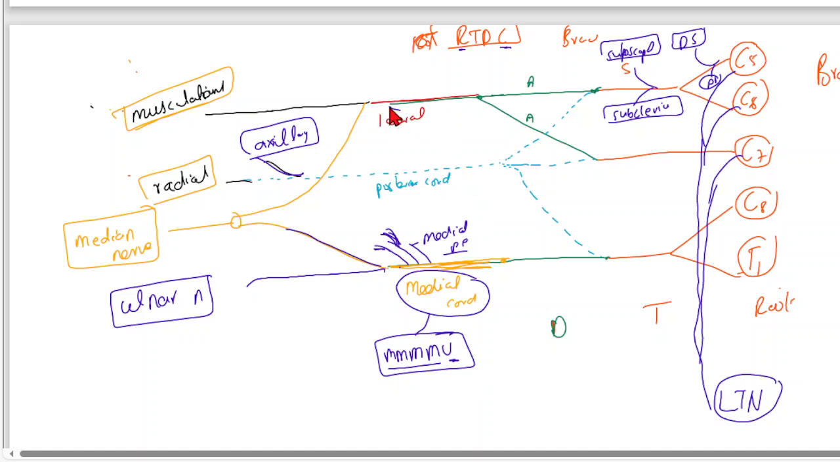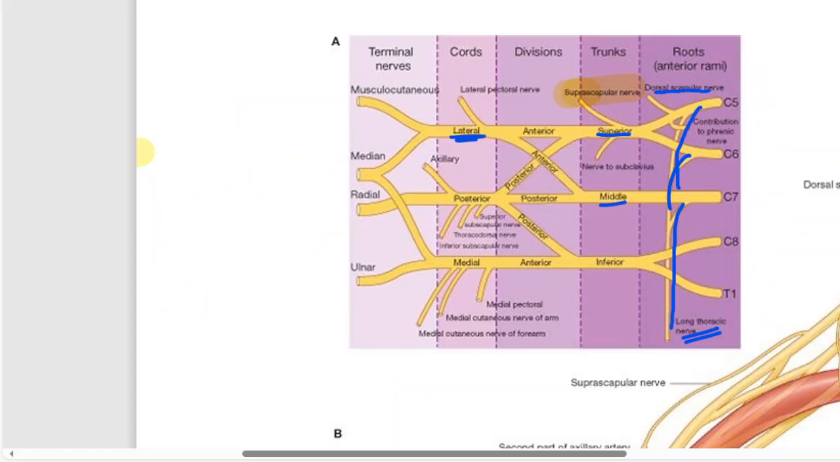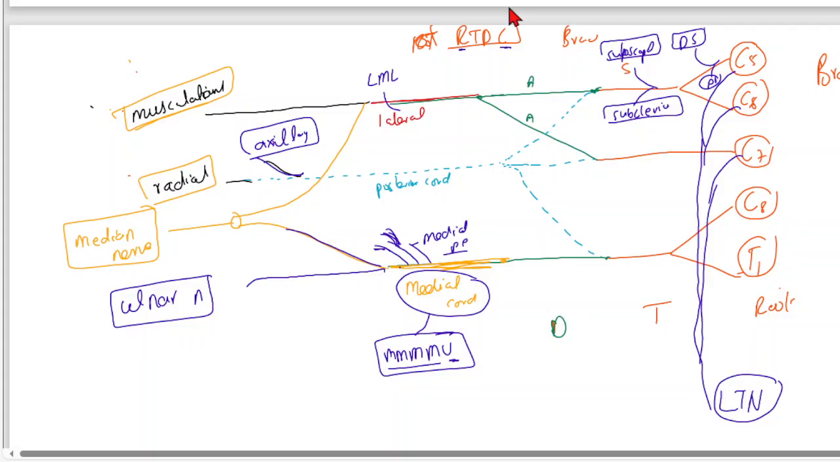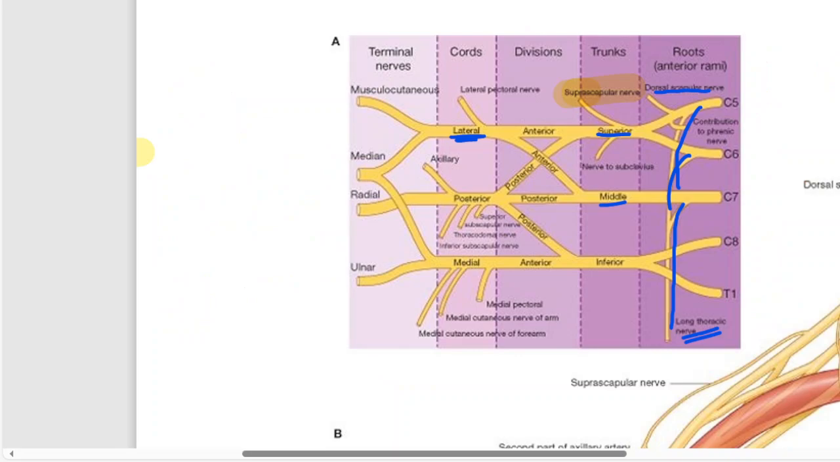And with the lateral cord, you have to remember L, M, L, MLM, okay. And what does this mean? ML. Now we write it.